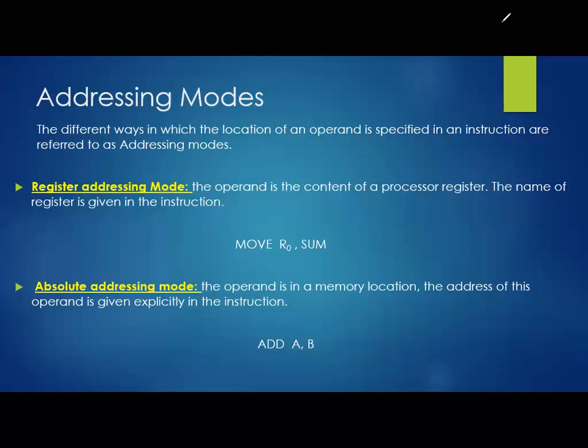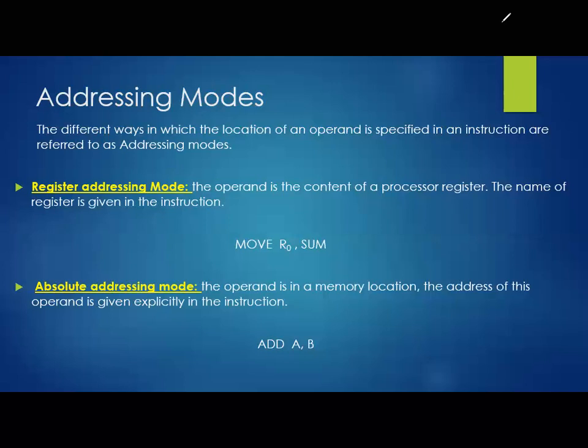The operand is the content of a processor register and the name of the register is given in the instruction. In our instruction, if I want to mention the original value which should be processed, instead of mentioning the original value, we keep that original value inside a general purpose register, that is nothing but a processor register, and the name of that register will be mentioned in your instruction. If that is the case, then we call it register addressing mode.